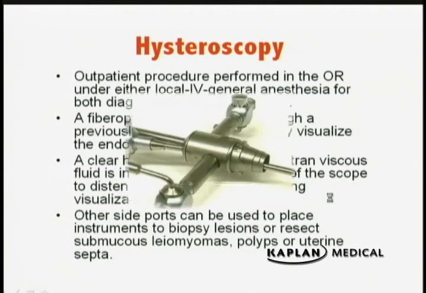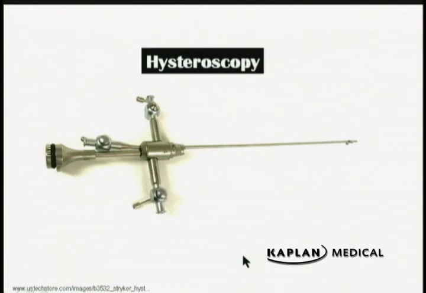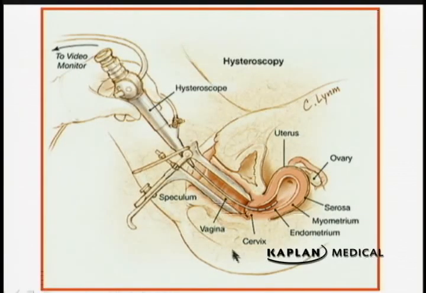This is a hysteroscope. This is where you look inside, and you can see we have different ports here, here, or here. So this is placed through the cervix into the uterine cavity. You can put this into a TV monitor so more than one person can look at it, and you can do a variety of different procedures.